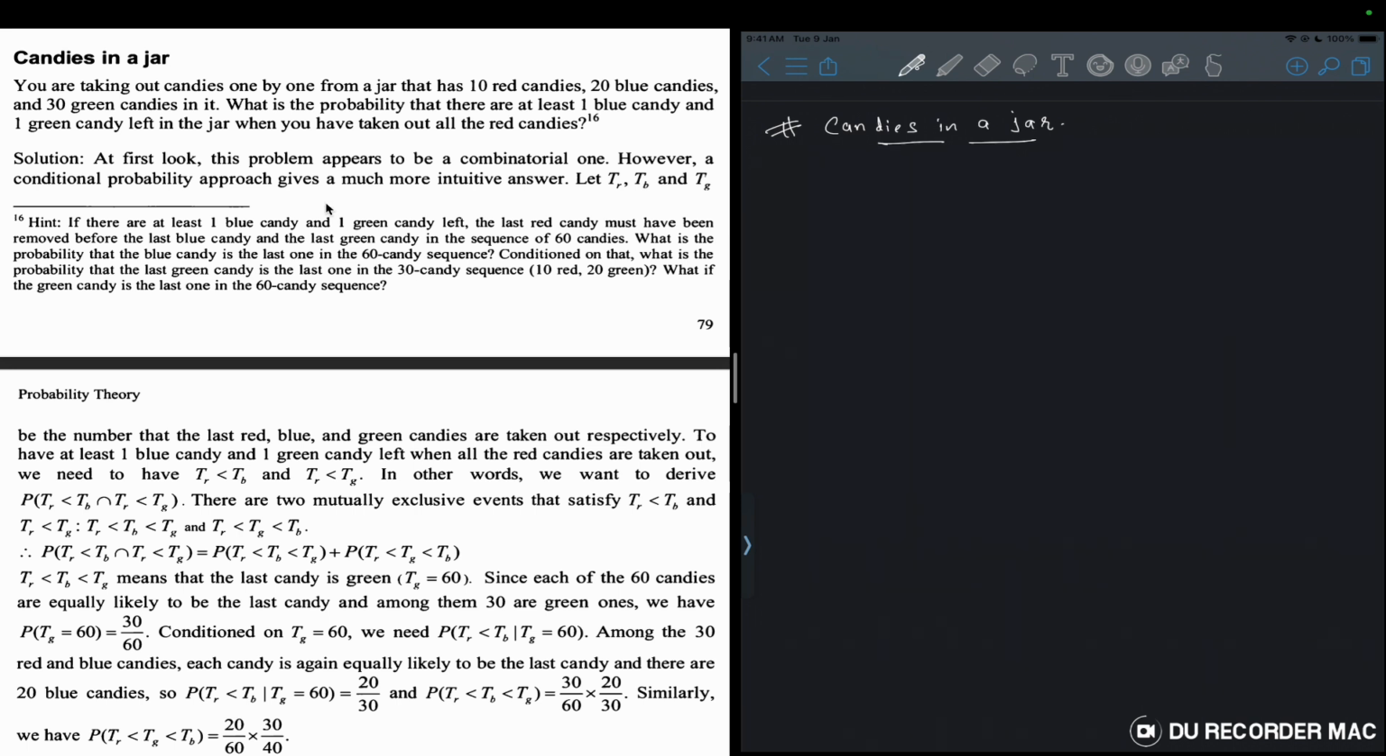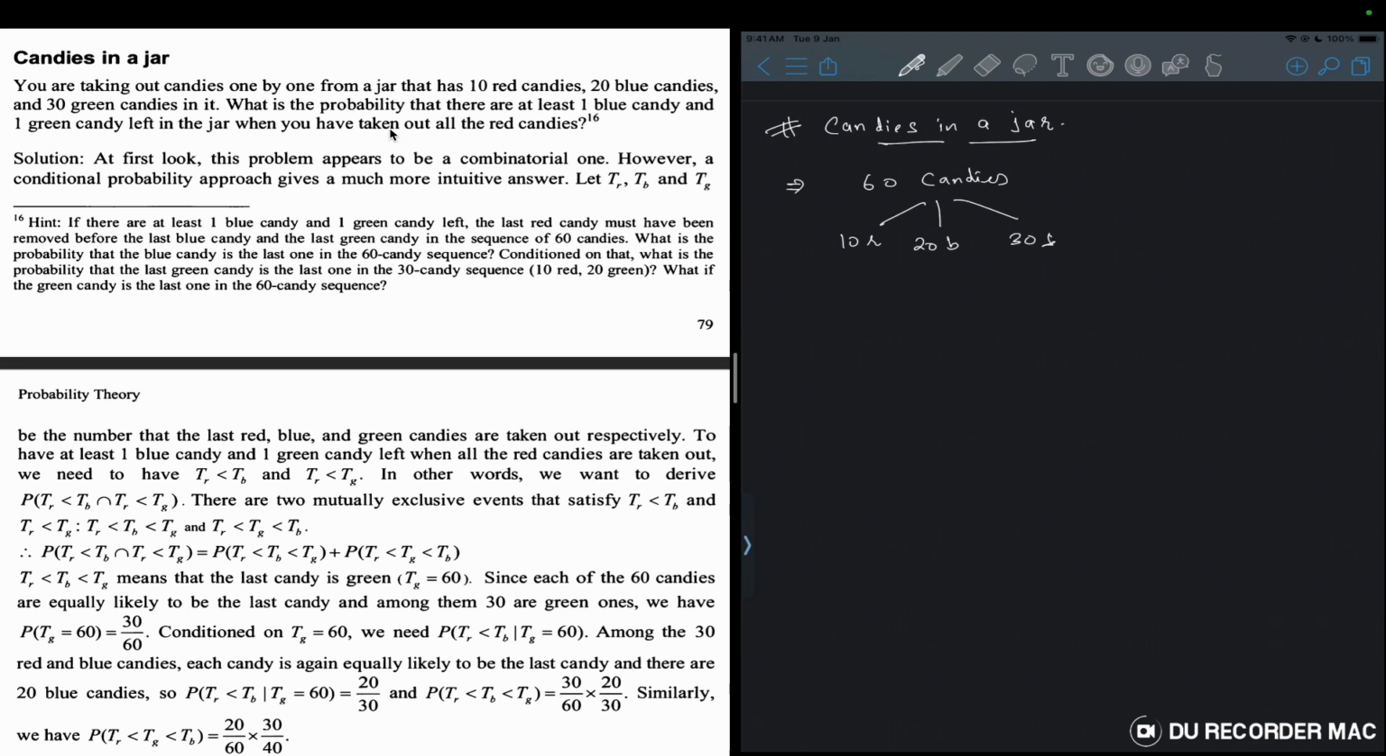The question states that you are taking out candies one by one from a jar that has 10 red candies, 20 blue candies, and 30 green candies in it. What is the probability that there is at least one blue candy and one green candy left in the jar when you have taken out all red candies? Essentially, there are 60 candies in total, out of which 10 are red, 20 are blue, and 30 are green. We are going to pick all 60 candies one by one.